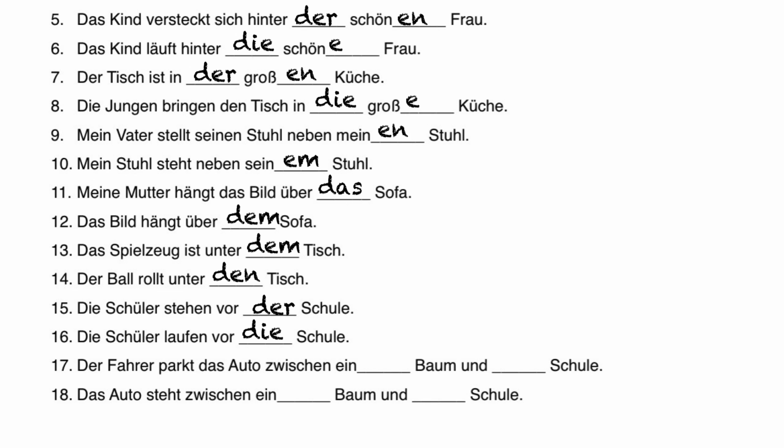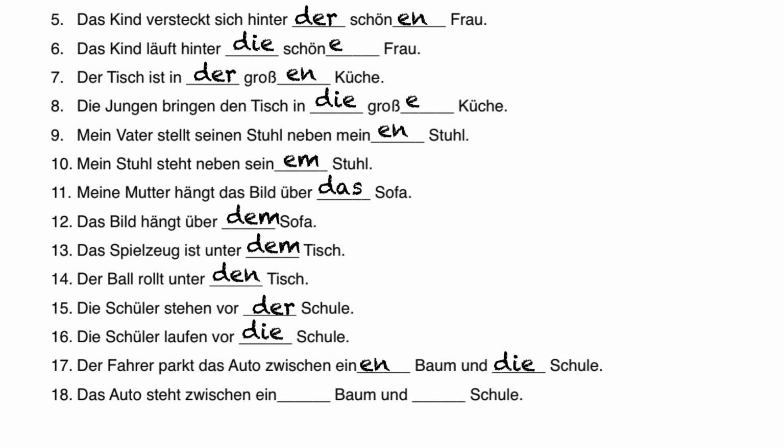Nummer 17. Der Fahrer parkt das Auto. The driver parks the car. Where to? Or it was somewhere else and now we're putting it somewhere else. So now we say einen Baum und die Schule. So he parks the car between a tree and the school. Einen Baum und die Schule. Because the car was somewhere else and now we're putting it in between these things.